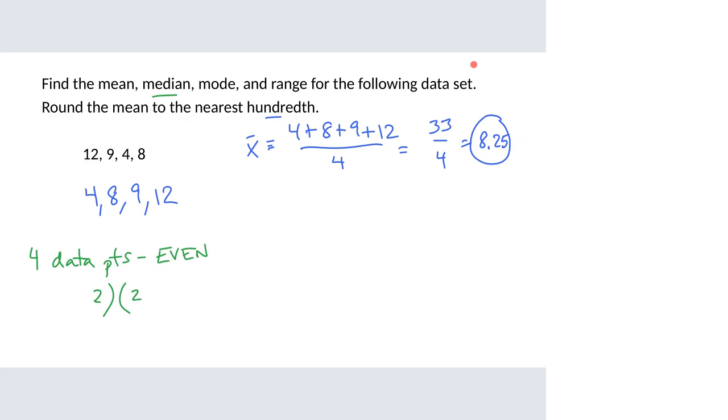What we do is we find the 2 numbers that are closest to the middle. So when I section this data set off and I have 2 lower than the median, 2 higher than the median, what I'm going to do is find the 2 that are closest to the middle. And I'm going to find the mean of those 2 numbers. So the mean of those 2 numbers will be the median of my data set.